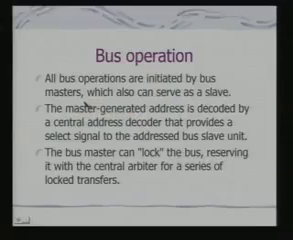So, all bus operations are initiated by bus masters, which can also be slaves. So there is an interchangeable role between master and slave. The master generated address is decoded by a central address decoder that provides a select signal to the addressed bus slave unit. The bus master can lock the bus, reserving it with the central arbiter for a series of locked transfers. This can enable it to take over and initiate fast transfers on the bus.